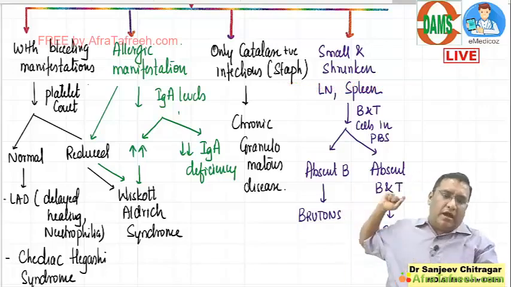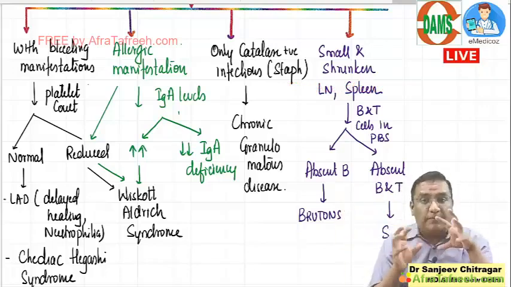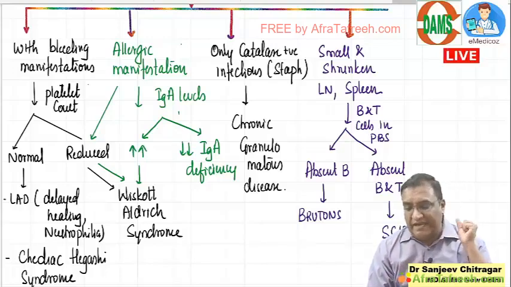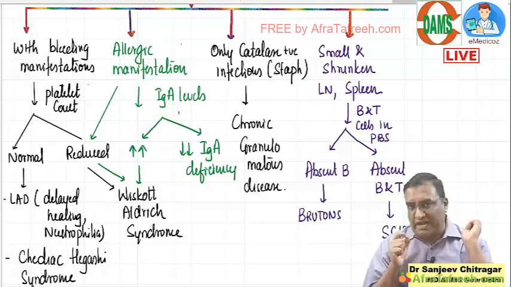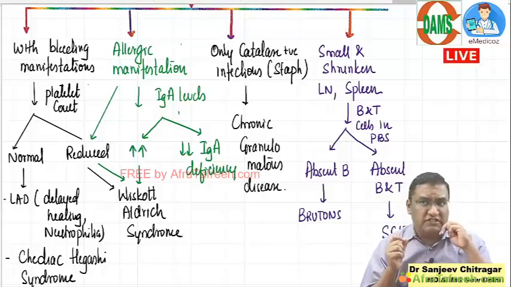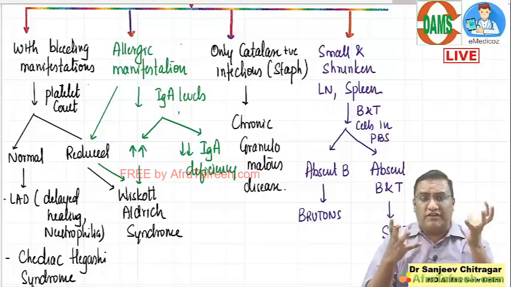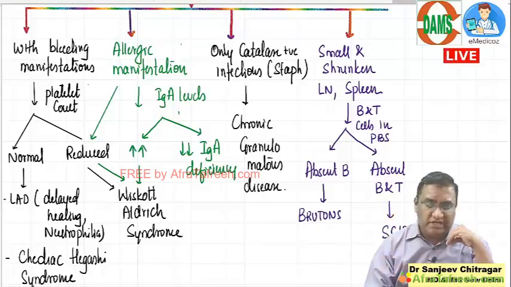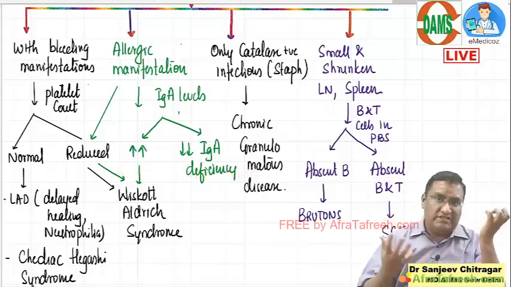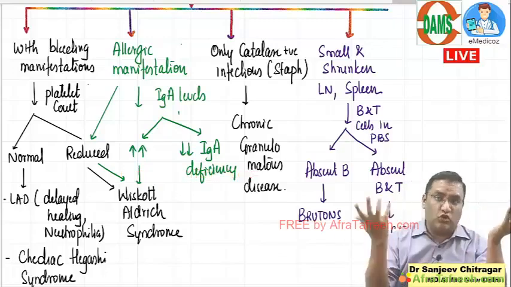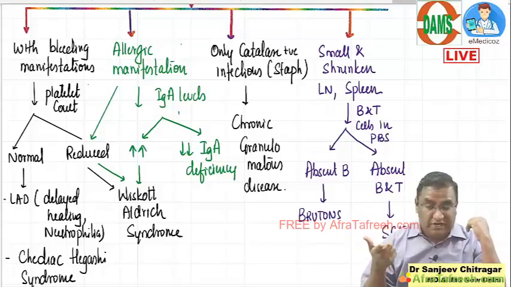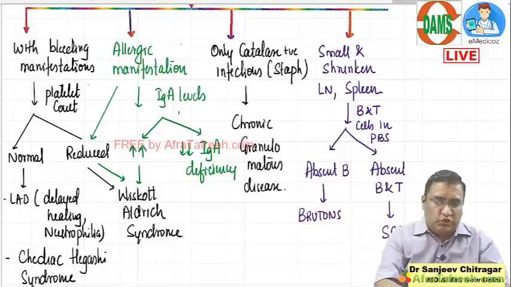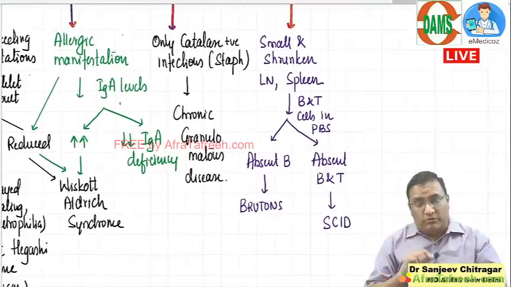Yes. Absent both B and T cells. So if both B and T cells are absent and shrunken lymph node is there, this will be your SCID, severe combined immunodeficiency disorder. In severe combined immunodeficiency, there is failure of proliferation of the lymphoid stem cells. So no B cells, no T cells, both of them are reduced. That is why less B cells or no B cells, no maturation to plasma cell, and no immunoglobulin production. All immunoglobulins will be reduced here as well. So very important, all immunoglobulins are reduced in both conditions, so that will not differentiate.